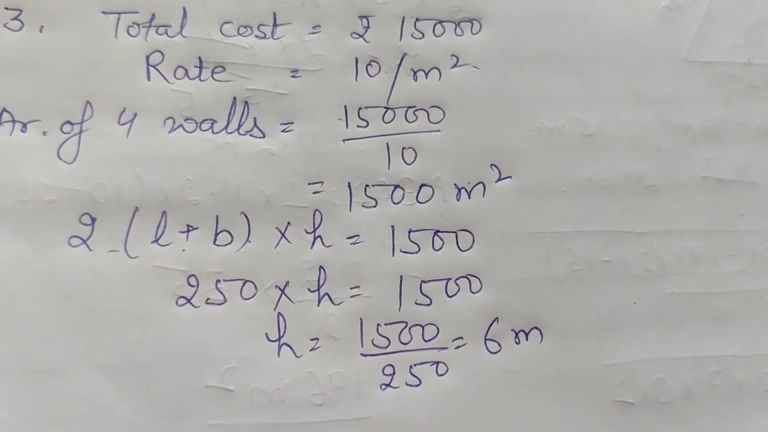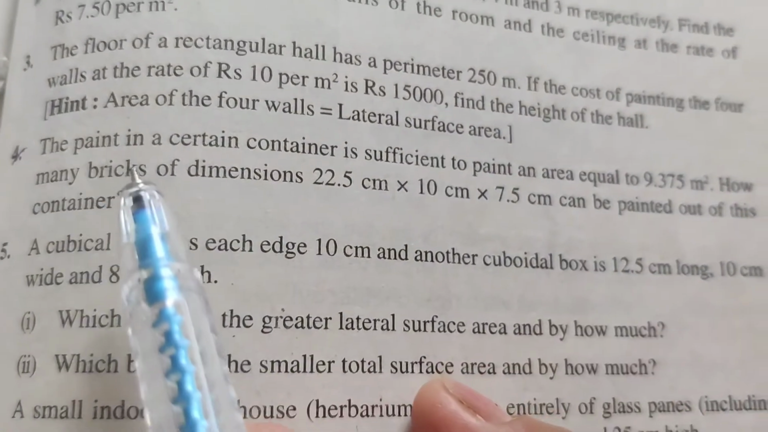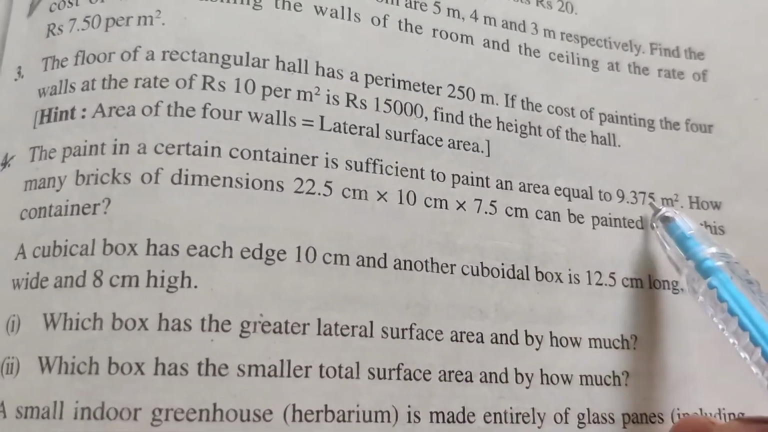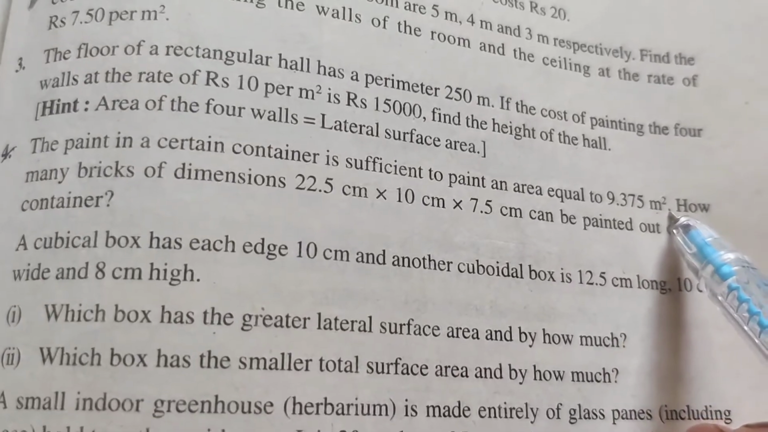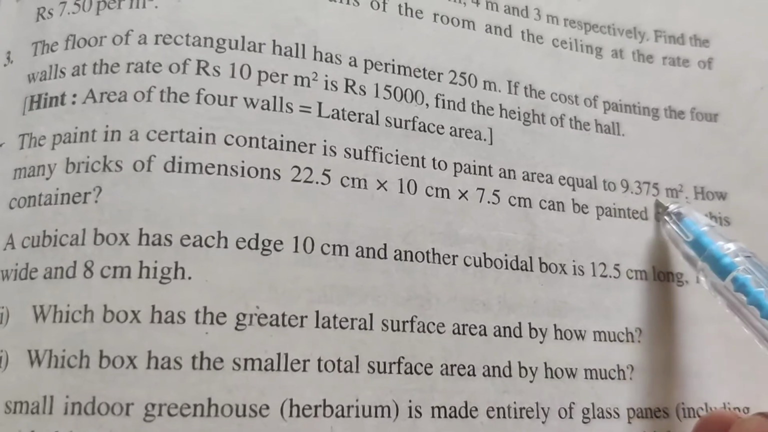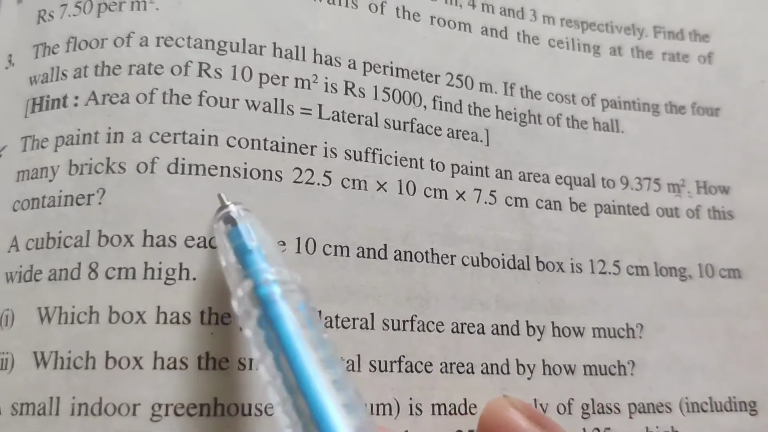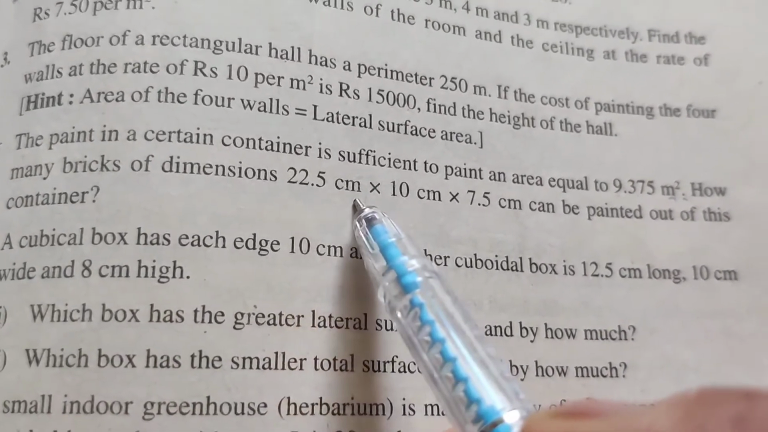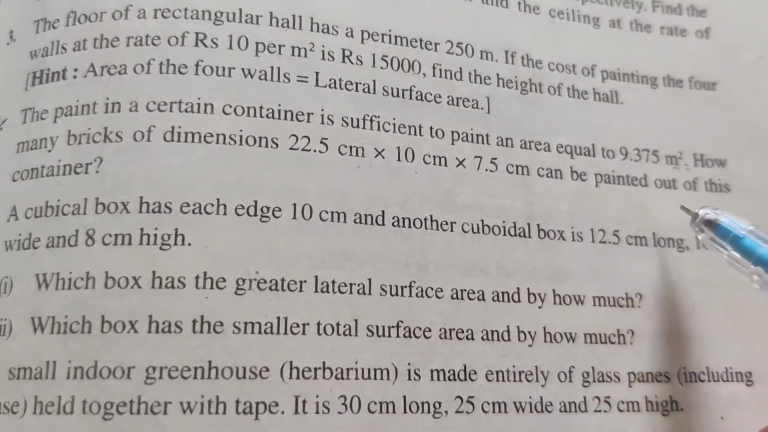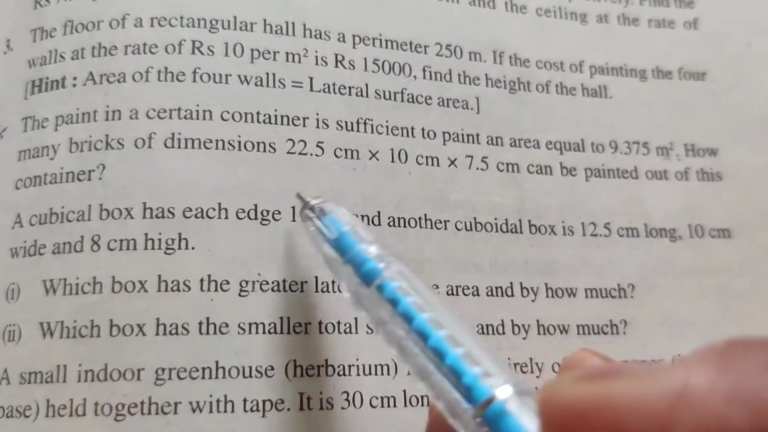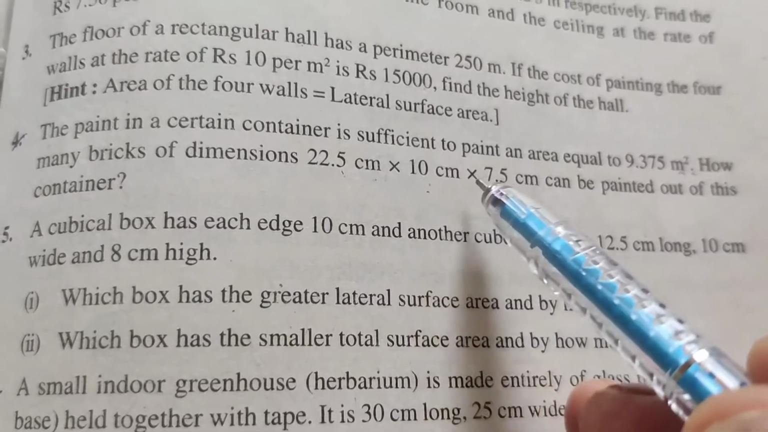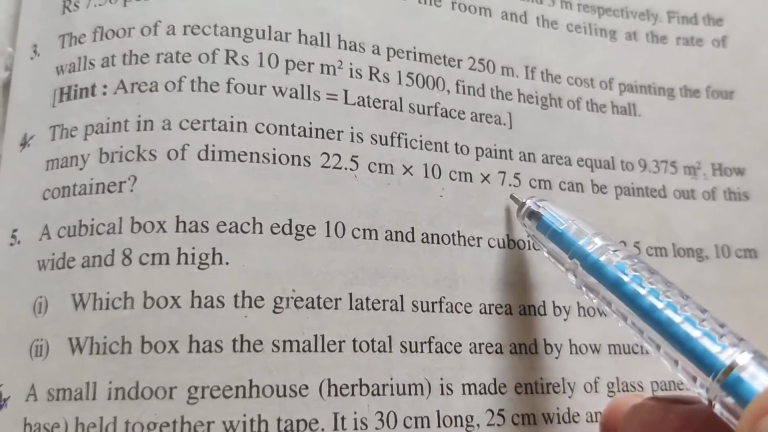Next question, question number 4. The paint in a certain container is sufficient to paint an area equal to 9.375 meter square. How many bricks of the dimension 22.5 centimeter into 10 centimeter into 7.5 centimeter can be painted out of this container? The length is 22.5 centimeter, breadth 10 centimeter and height is 7.5 centimeter.